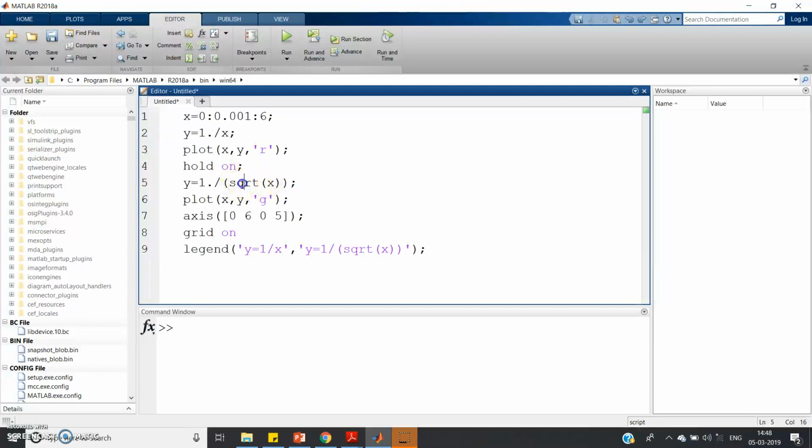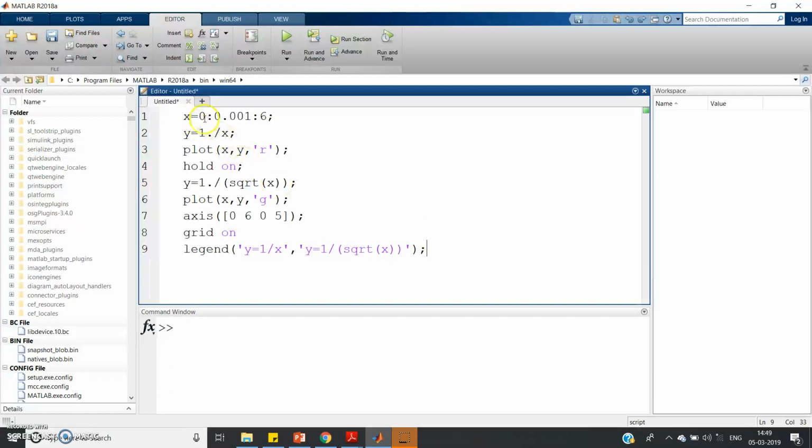Obviously for y equal to 1 by root over x, by changing the value of x a little bit, y changes less compared to y equal to 1 by x. So in short, for y equal to 1 by x the variation is going to be more compared to y equal to 1 by root over x if we change x a little bit. That means what is proportional to 1 by x will change rapidly compared to what is proportional to 1 by root over x. That is why I have written the code, to visualize this concept.